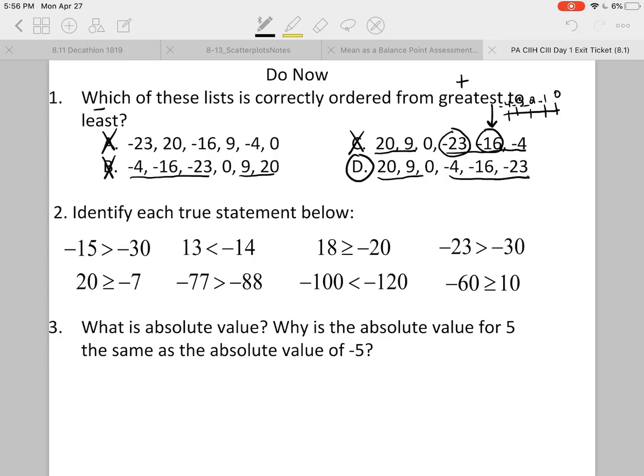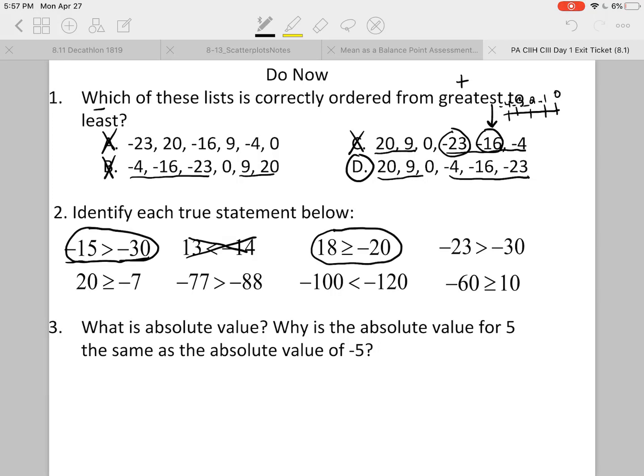Number 2, identify each true statement below. So in this first statement, we have 2 negative numbers. Owing $15 is better than owing $30. So this is true. Here we have a positive number and a negative number. Positive numbers are always greater. So this is false. Here we have a positive and a negative number. Positive numbers are always greater. So this is true.